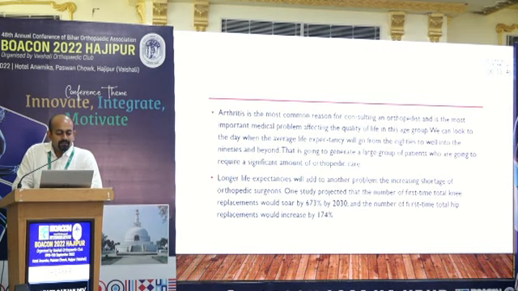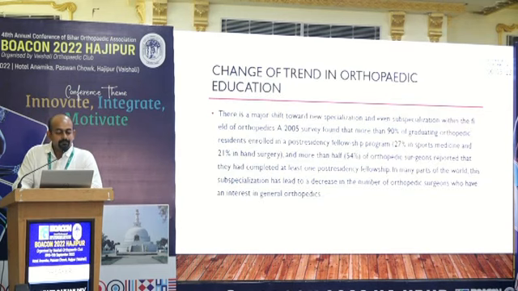We can look to the day when the average life expectancy will grow from the 80s well into the 90s and beyond. With longer life expectancies, we are expecting a rise of 673% in total knee replacements by 2030, and a rise of 174% in total hip replacements.